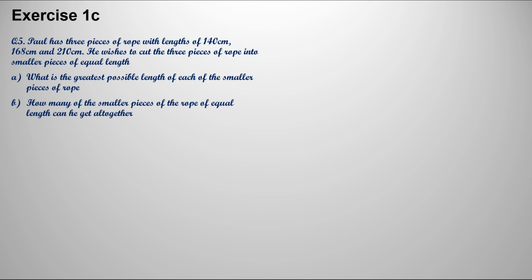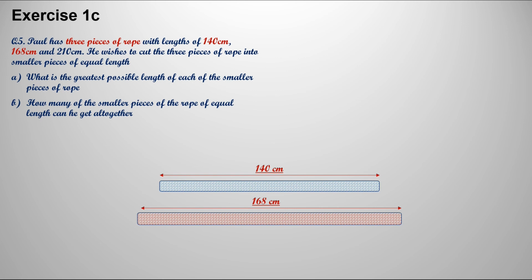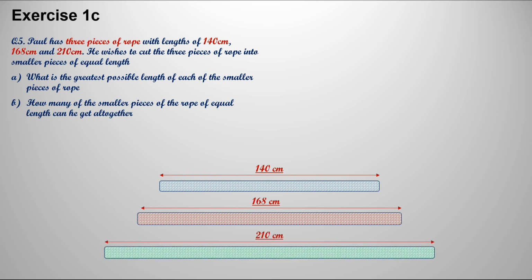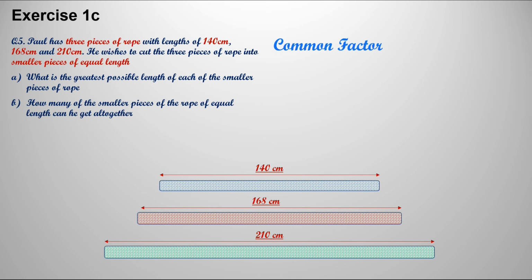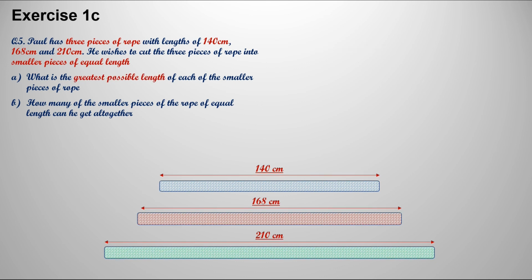Let's read the question again. Paul has 3 pieces of rope. So the key word here is 3 pieces of rope with length of 140 centimeter. Let's draw that one. 168, we draw that one. 210, we have a 210 centimeter rope. He wishes to cut the 3 pieces of rope into smaller pieces of equal length. Smaller pieces of equal length. What we're talking about here is a common factor. Part A of the question is, what is the greatest possible length?